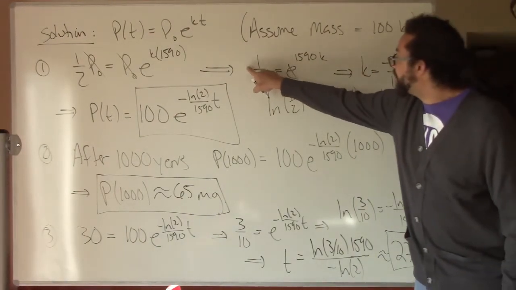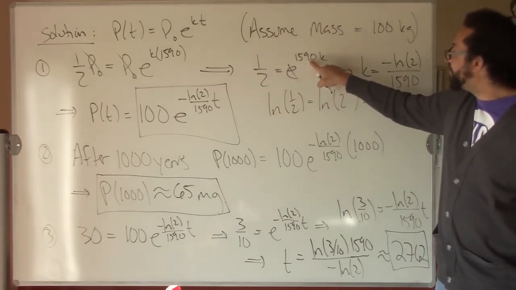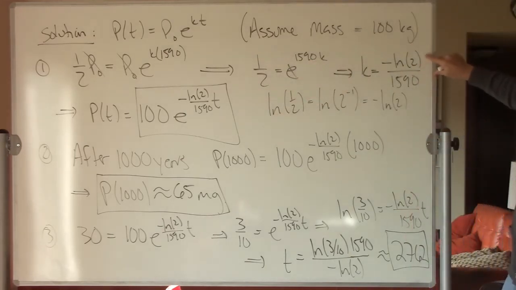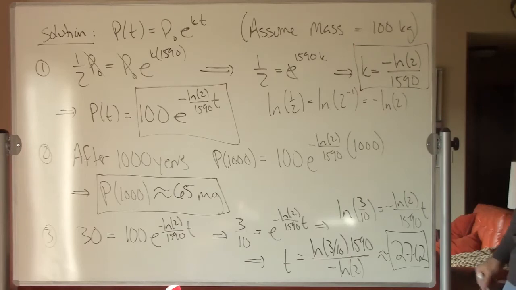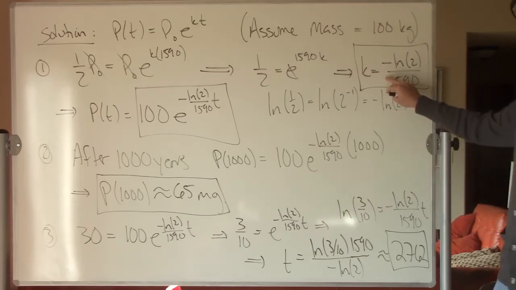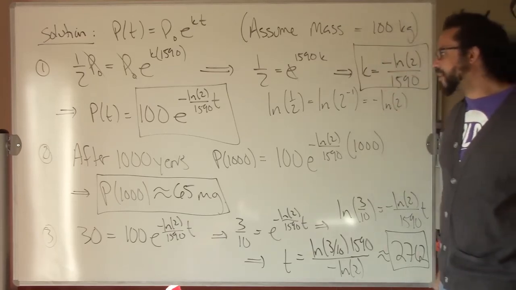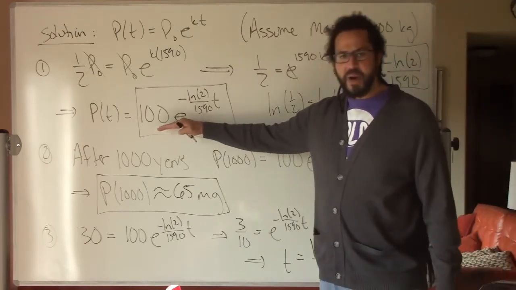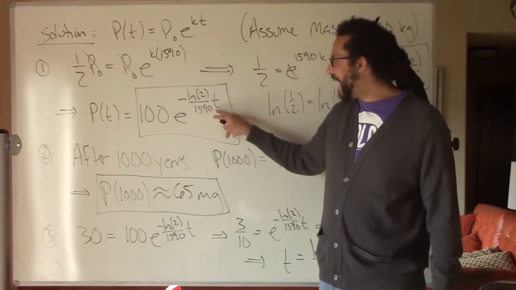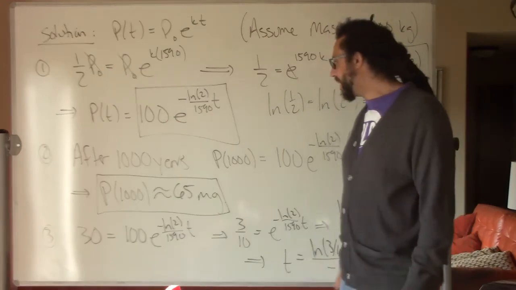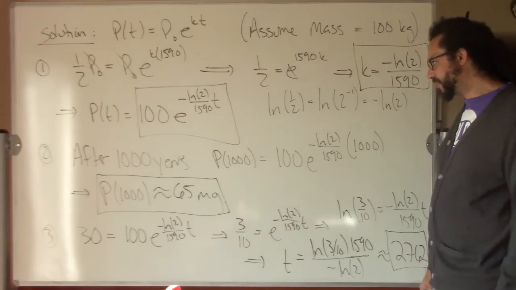So k, natural log of 1/2 divided by 1590, is really negative natural log of 2 divided by 1590. So we do get a decay constant, right? This is a negative number, and so we should expect exponential decay. Now that we know what k is, and we know what the initial amount is, we get our model. This is the model that tells us how much radium we have after t many years, and that amount is given in kilograms.